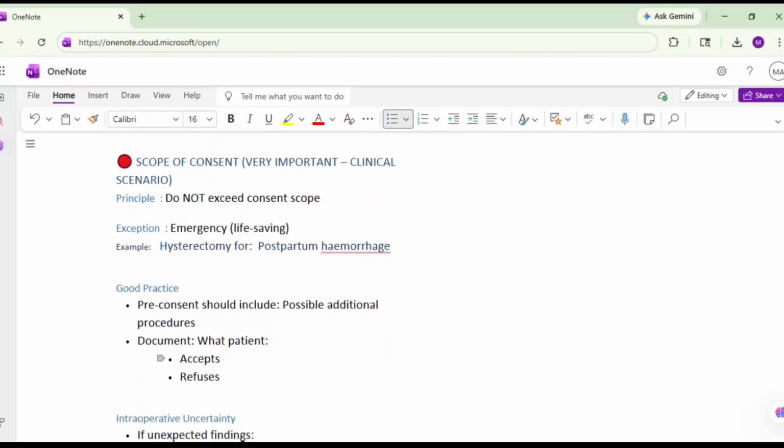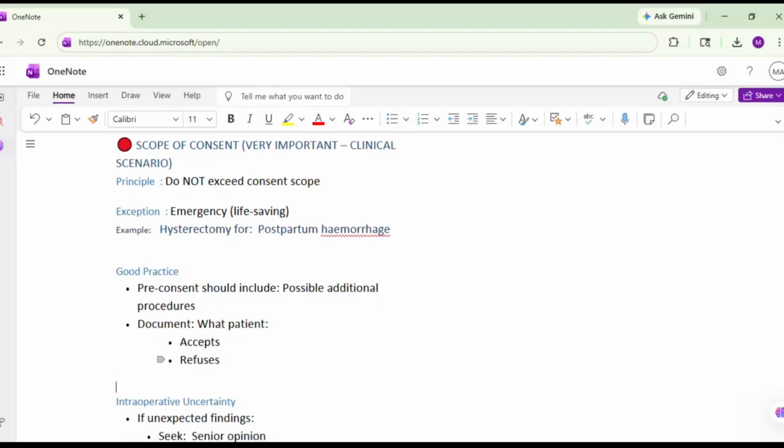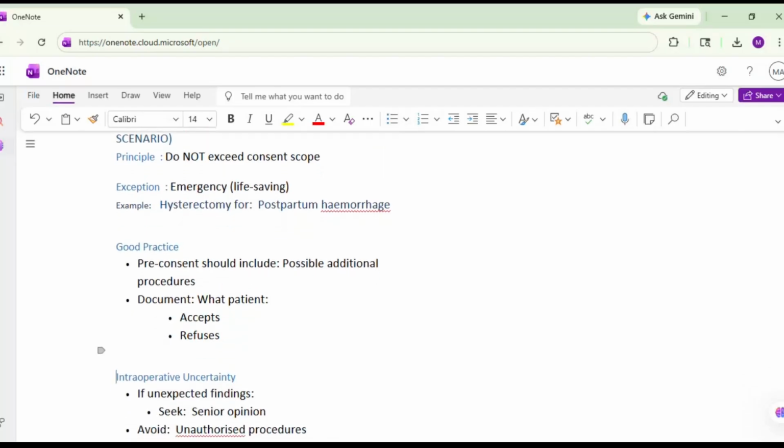Then what is the scope of the consent? The main important thing is that we should not go beyond this particular document. So do not exceed the consent scope. Whatever is mentioned in the consent should be executed in the operation. The exception is when the situation is an emergency or life saving, for example a hysterectomy for PPH. In that case, even if there is no consent, we can proceed, and then we have to document it and explain it later on.